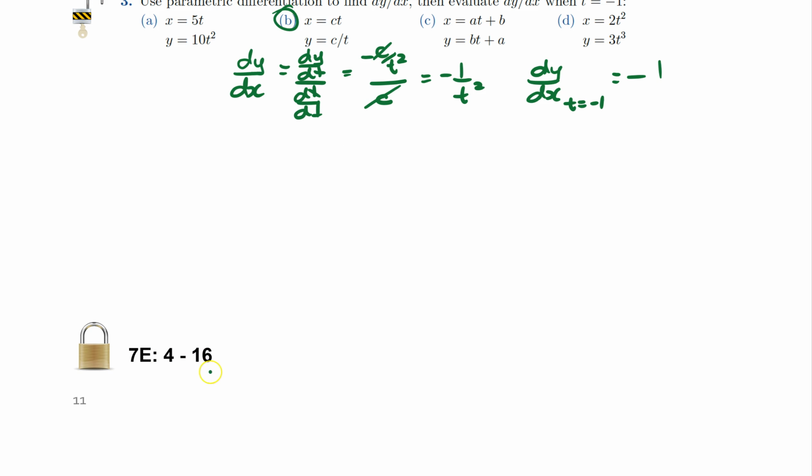So have a go at these in 7E. I've started off with number 4. If you need some practice on the basic rules, go back and do some out of 1, 2 and 3. These are more about applying those rules.